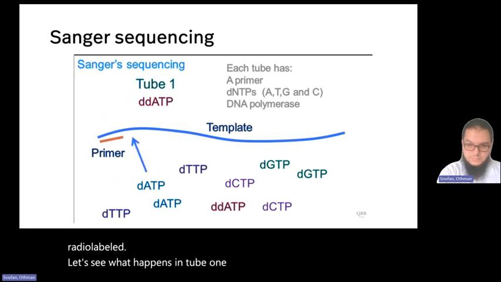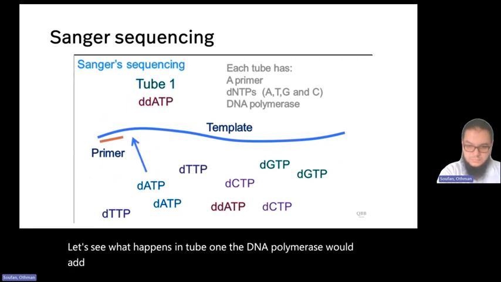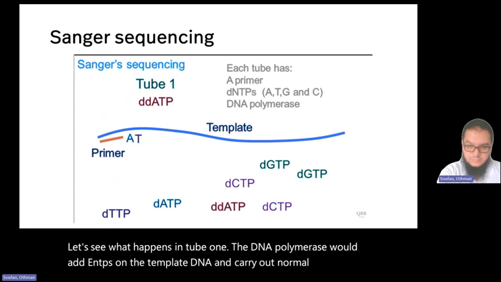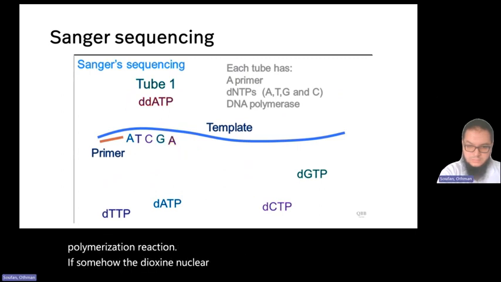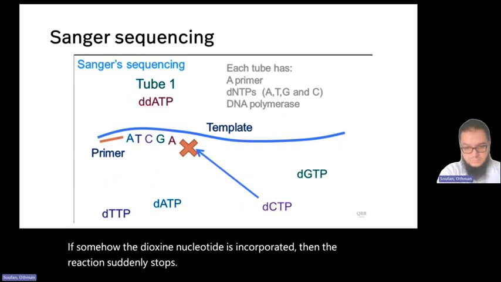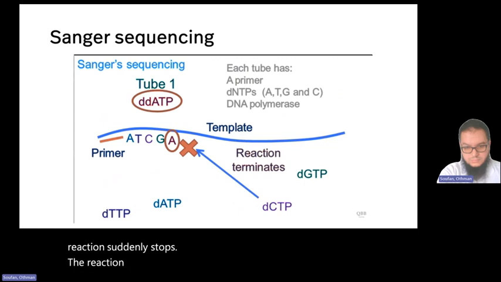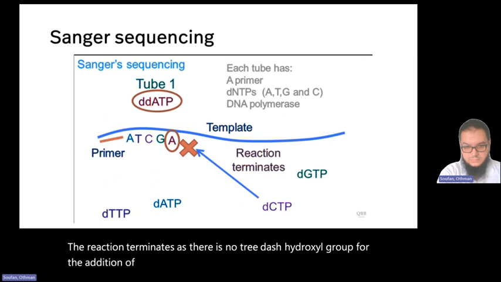The DNA polymerase would add dNTPs on the template DNA and carry out normal polymerization reaction. If somehow the dideoxynucleotide is incorporated, then the reaction suddenly stops. The reaction terminates as there is no 3-hydroxyl group for the addition of new dNTPs.